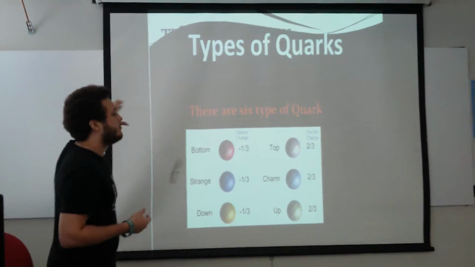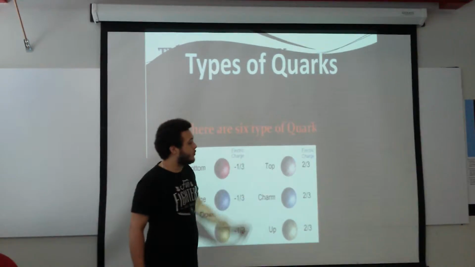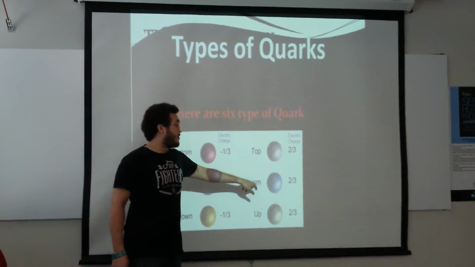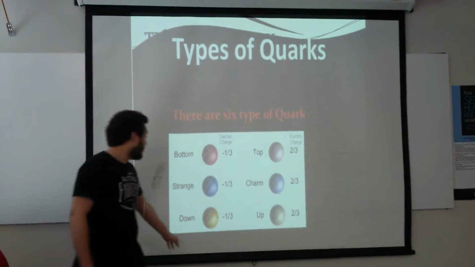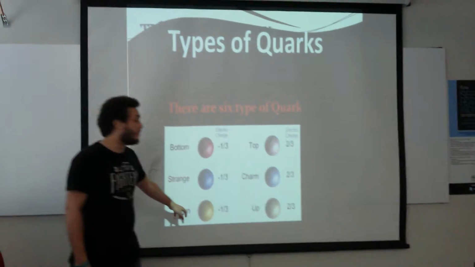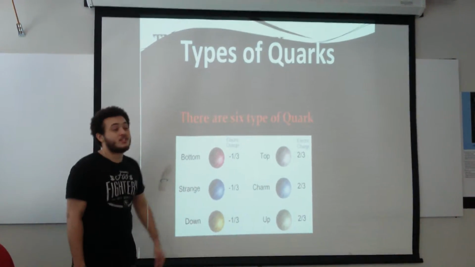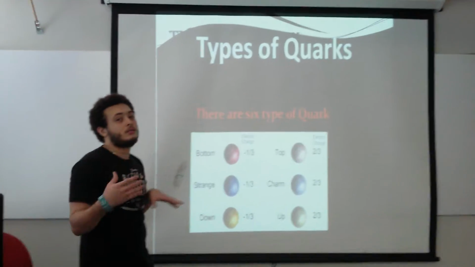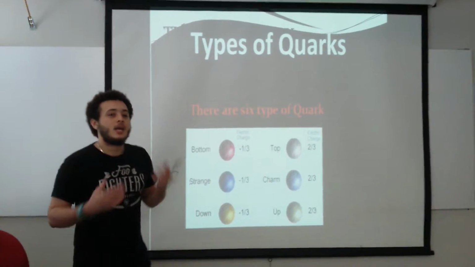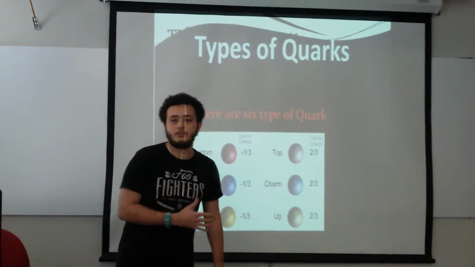Here we have a photo of the types of quarks, and a more detailed photo which shows that the top quark has a charge of 2/3 positive, the charm quark has a charge of 2/3 positive, the up quark has a charge of 2/3 positive, the down quark has a charge of negative 1/3, the strange quark has a charge of negative 1/3, and the bottom quark has a charge of negative 1/3. Keep in mind that these quarks have antiquarks. Again, as I explained, the antiquark is a quark but with the opposite characteristics.